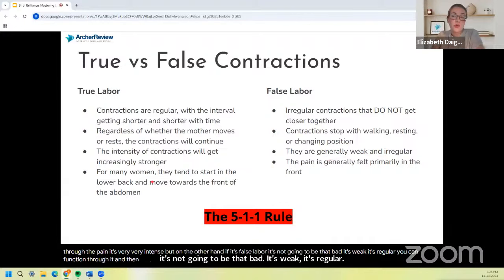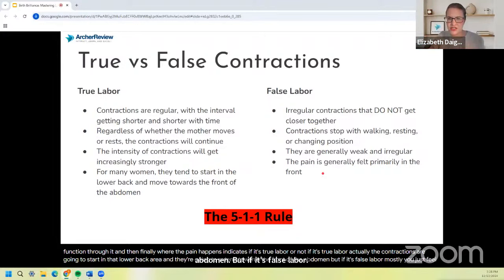And then finally, where the pain happens indicates if it's true labor or not. If it's true labor, the contractions are going to start in the lower back area and extend towards the front of the abdomen. But if it's false labor, mostly you just feel weak contractions in the front. So that's a big clue as well.